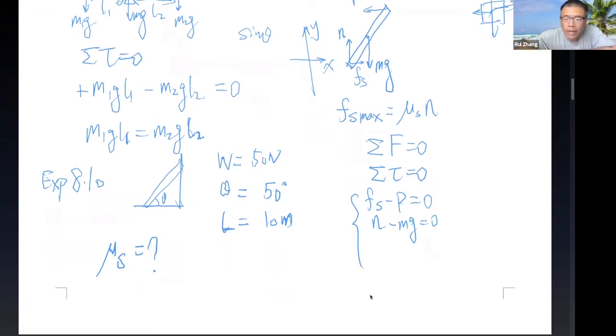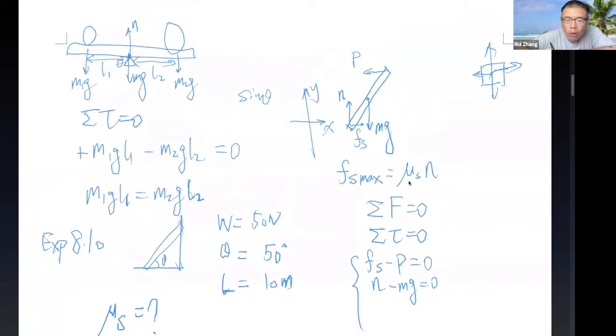And then, so that's it for the total force. Okay, so we take care of two directions. Let's talk about the total torque. Now to calculate torque, you have four forces, right?